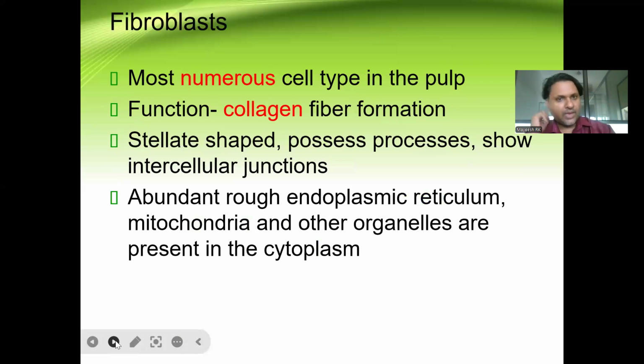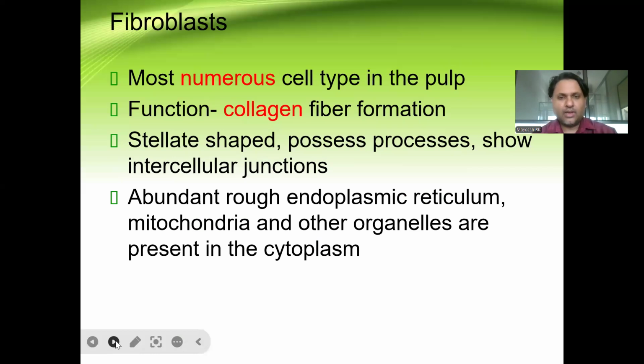Next, when we come to the fibroblast, we know the fibroblast is the most numerous cell type in the pulp. One of the questions they ask in the exam, especially in the viva, is which is the most predominant cell that you see in the pulp, and it is the fibroblast. The fibroblast has a dual function, collagen fiber production. Along with that, it also degrades collagen. So it has a dual function. It produces collagen and also degrades collagen.